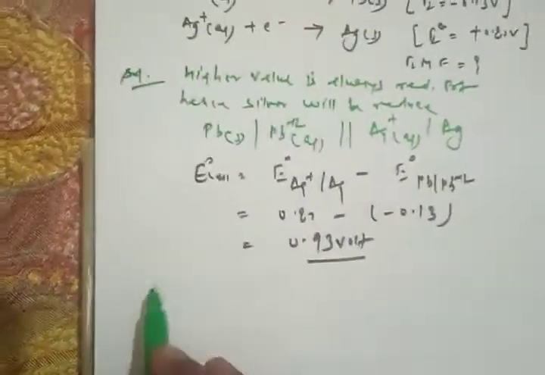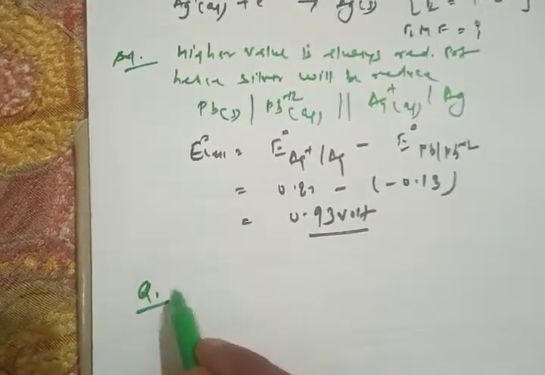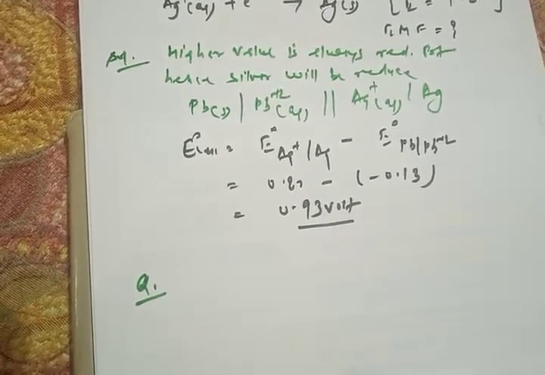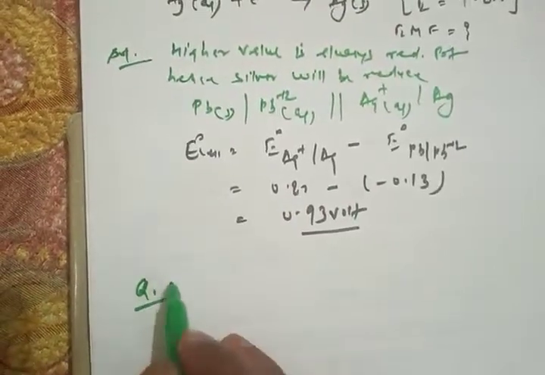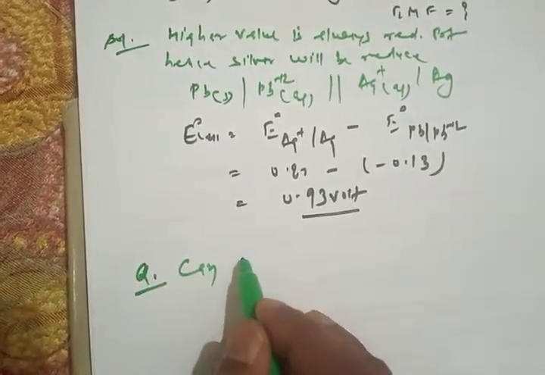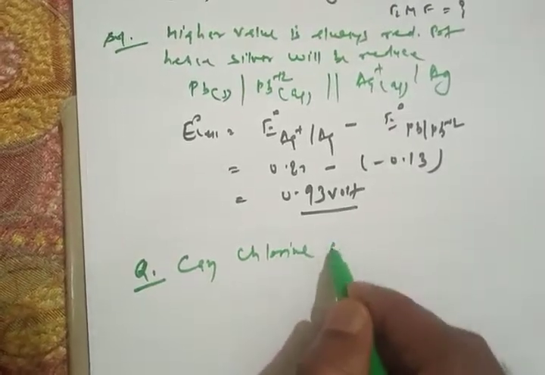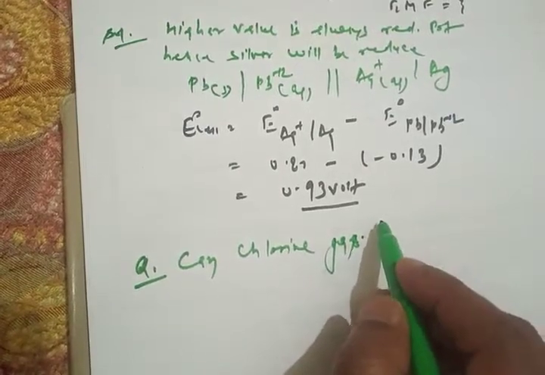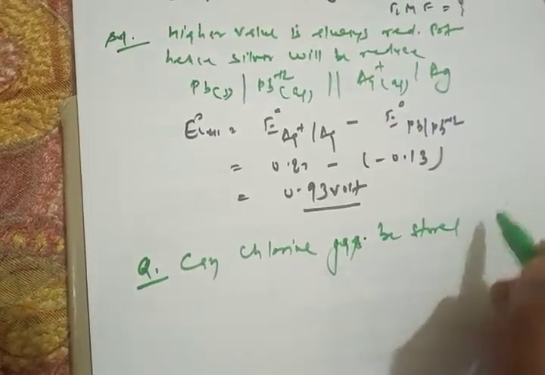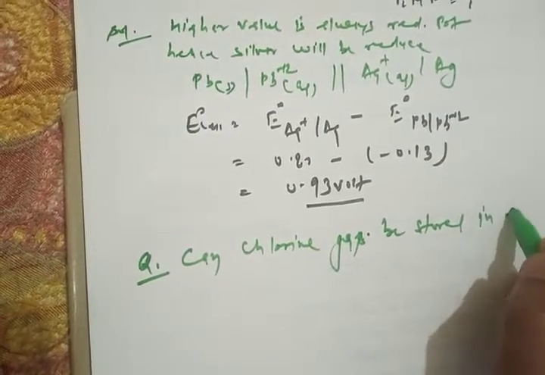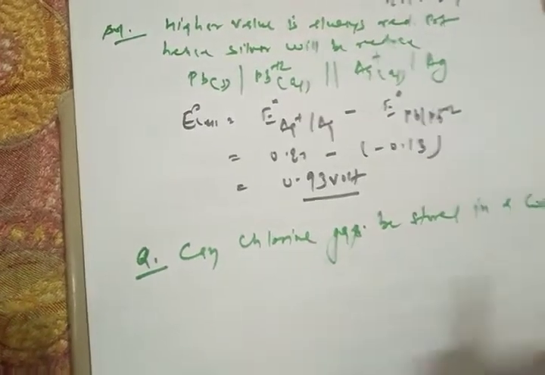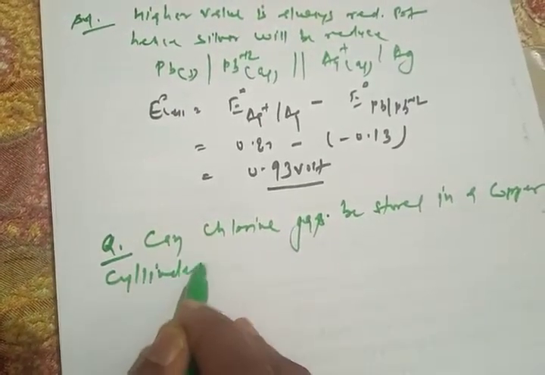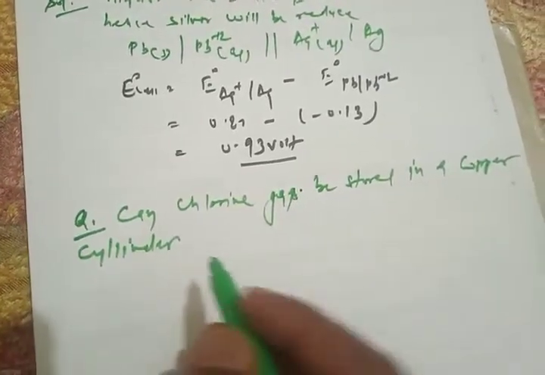Let's end this lecture with a problem. Can chlorine gas be stored in copper vessels or cylinder? Can chlorine gas be stored in a copper cylinder?